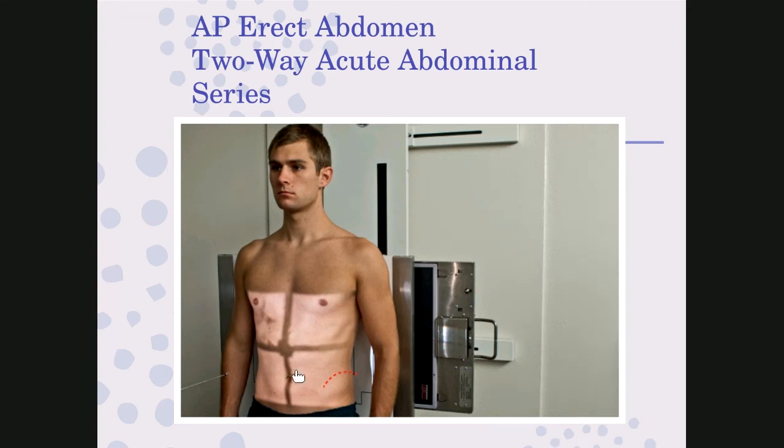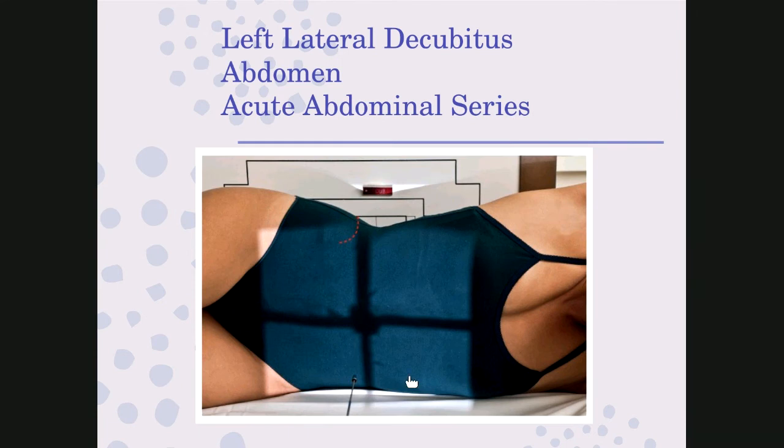If they could not stand, then you would replace that with your left lateral decubitus. Again, with this, the central ray is not correct. The central ray should be 2 inches above the iliac crest and midline. So not this one, but this one. Central ray right here, 2 inches above the iliac crest and midline, to include the diaphragm if they could not stand.